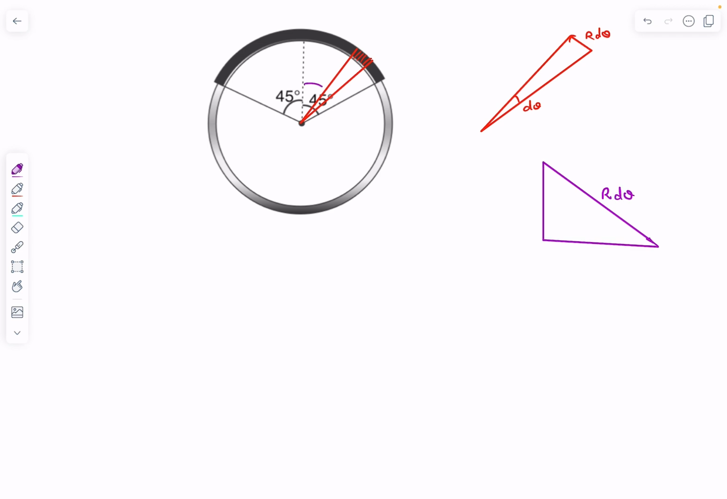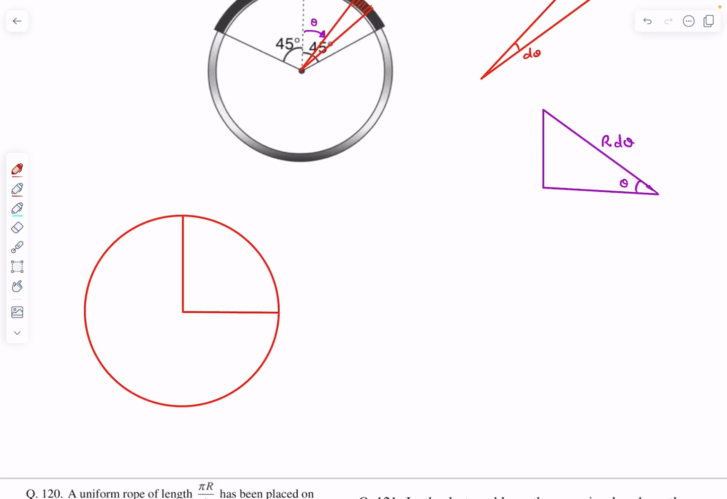Now let's say, guys, if I take the angle with the vertical as theta, then r d theta will make the angle theta with the horizontal, because r d theta represents the tangent, right? The tangential direction. So the tangent will make the angle theta with the horizontal, then the normal will make the angle theta with the vertical, right? So it's perfect.